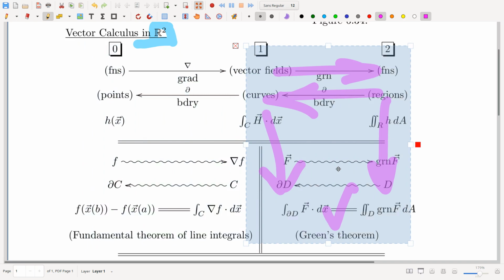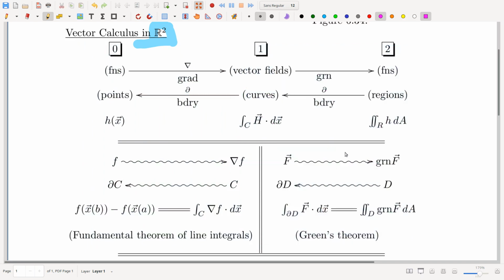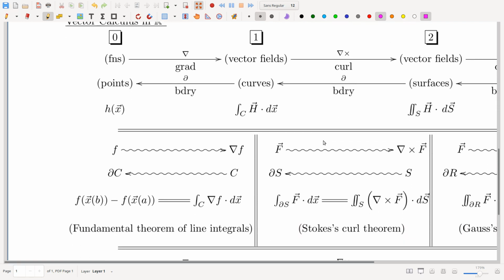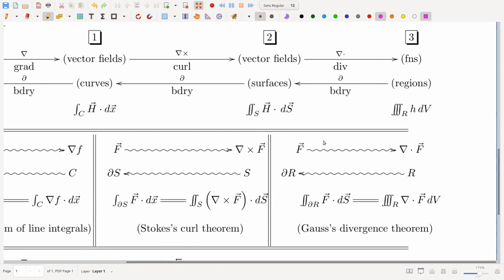And just to give you a little bit of foreshadowing, this odd connection that we see between the fundamental theorem of line integrals and Green's theorem, we're going to find that the same thing happens with Stokes' curl theorem, and the same thing is going to happen with Gauss's divergence theorem. All of these theorems have the same pattern on this diagram. Ultimately, the reason why is because they are all the same theorem. Right?